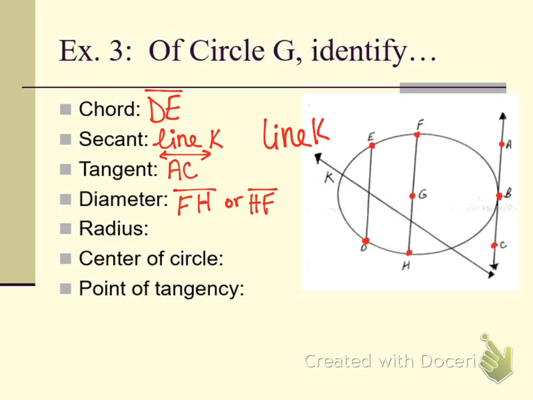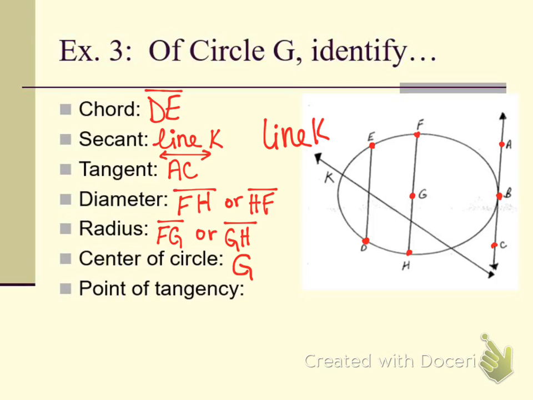For a radius, we had a couple options. FG is one of our options. Again, a segment. FG, or we could have used segment HG, GH. We had a couple options for a radius. The center we talked about at the very beginning a little bit. It's point G. That's how we name a circle. Circle is named by its center point.